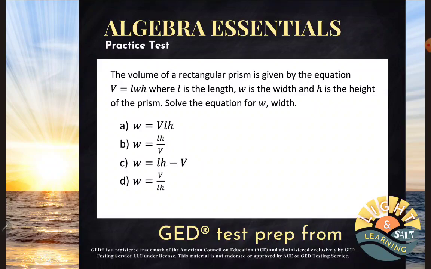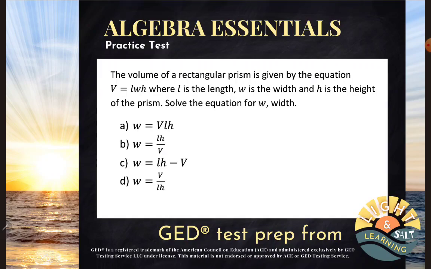Let's take a look. It says the volume of a rectangular prism is given by the equation V equals LWH, right? We know this. It's on the formula sheet if we needed to look it up. But the volume of a rectangular prism is the length times the width times the height, right? Where L is the length, W is the width, and H is the height of the prism. Solve the equation for W, width.